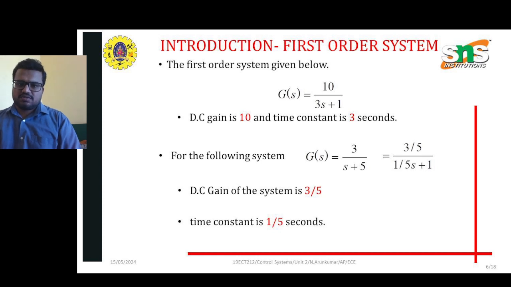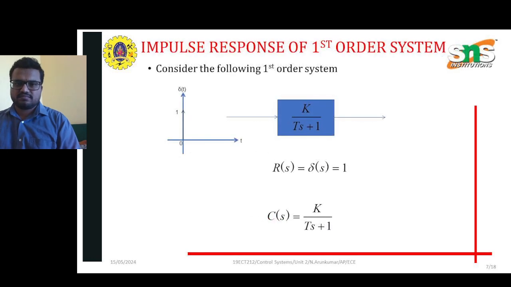First order systems. The first order systems are the systems that can be represented by characteristic equations. Here they have taken an example transfer function G of s equal to 10 by 3s plus 1. Here 3s is s power 1, so the power of s is only 1, so it comes under first order systems. Like that, all the values such as gain and time constant can be calculated. The next one is impulse response of first order systems.